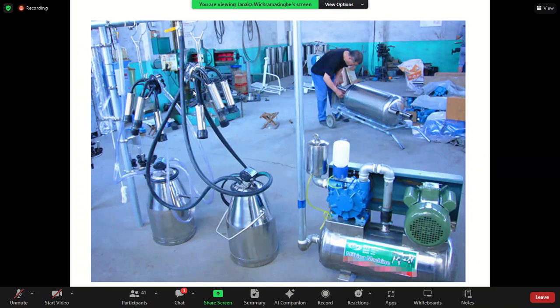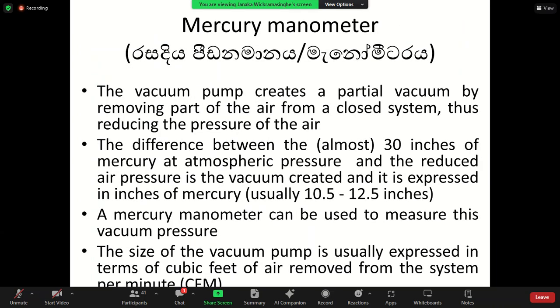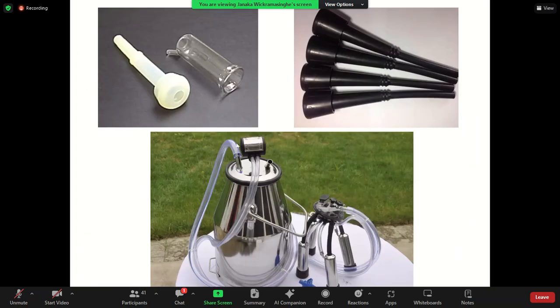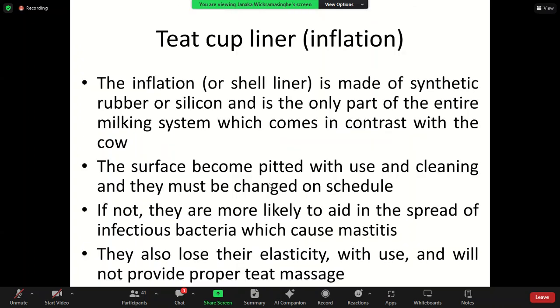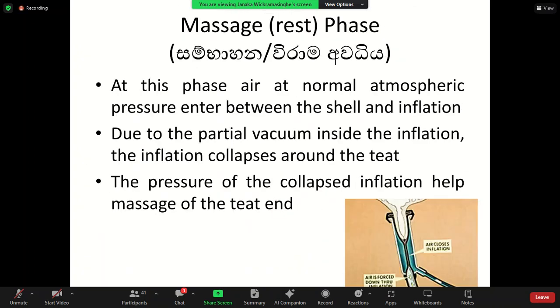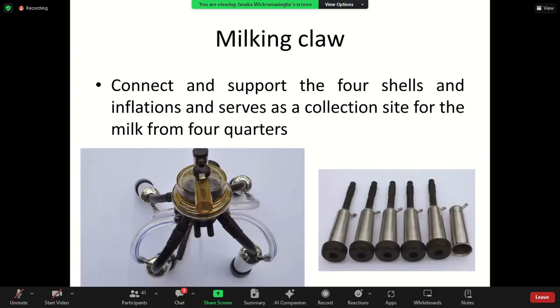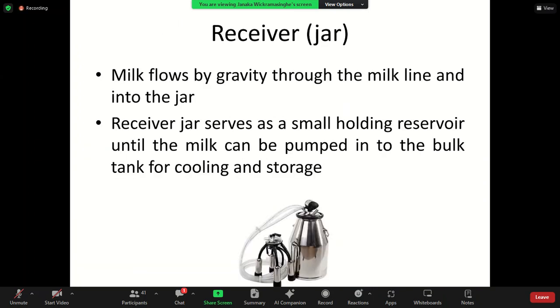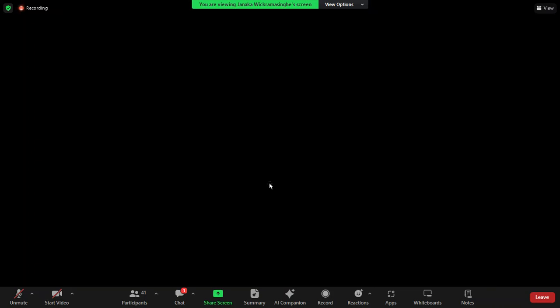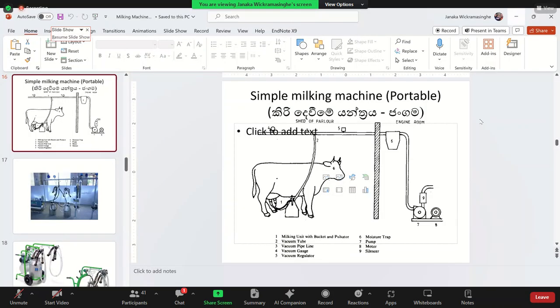The milking machine, right? The milking parlor also with the same setup, right? So these are the cups, teat cups, right? So this is the container that collects milk coming through this machine, the tubes, right? So that is cups, right? That's what I wanted to highlight over there, right?